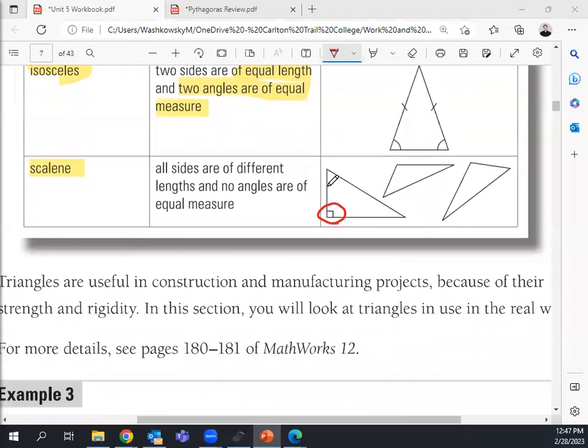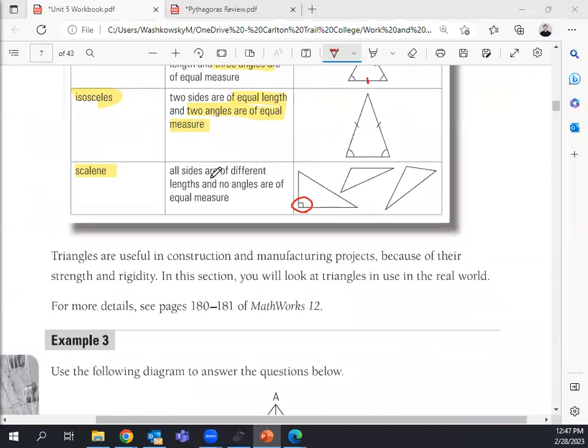Okay, so those are the different classifications of triangles. That's all we're really focused on. That and Pythagoras, with those 3 tools now, angle classification, side classification, Pythagoras, that's what we can use now for the rest of the lesson.